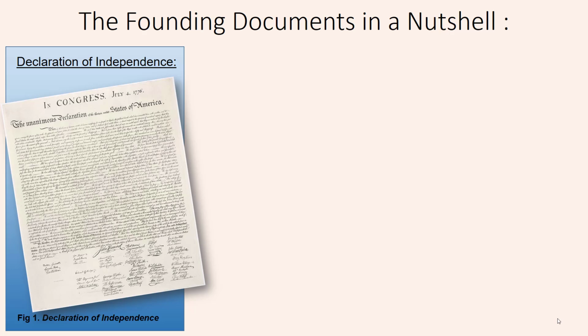The founding documents in a nutshell. All right, we have the Declaration of Independence. This is much shorter than the Constitution. And it's essentially stating to Britain that the colonies are no longer just that, a colony. They are an independent nation. And as you can imagine, with any sort of breakup, there are a list of grievances.